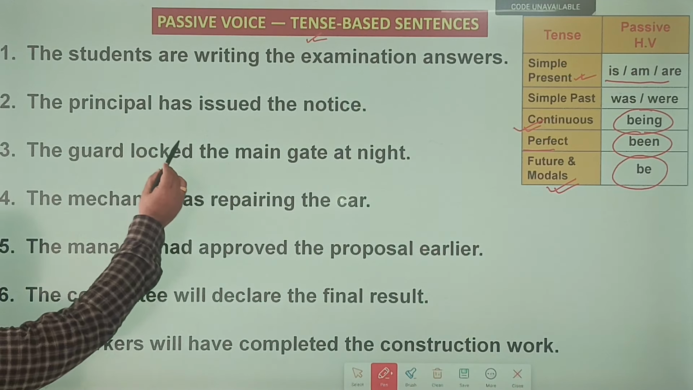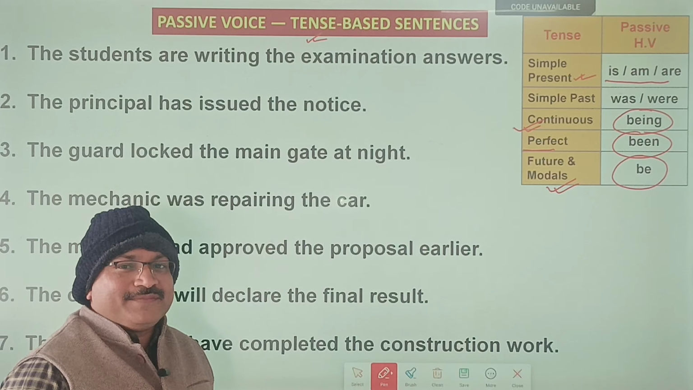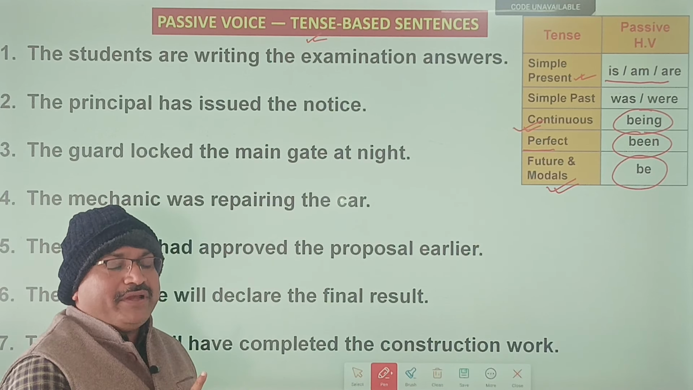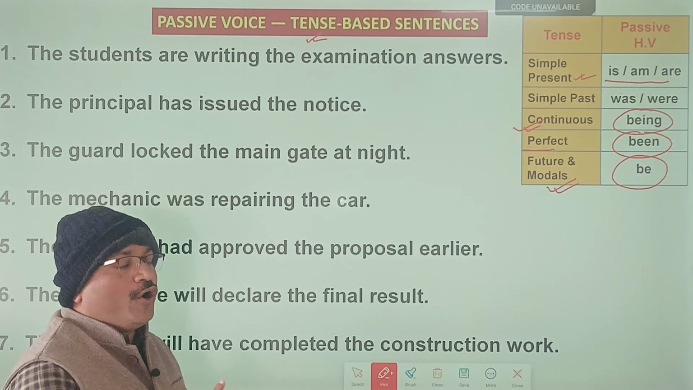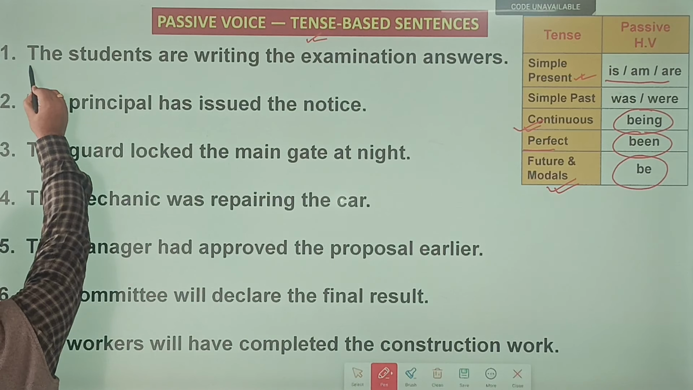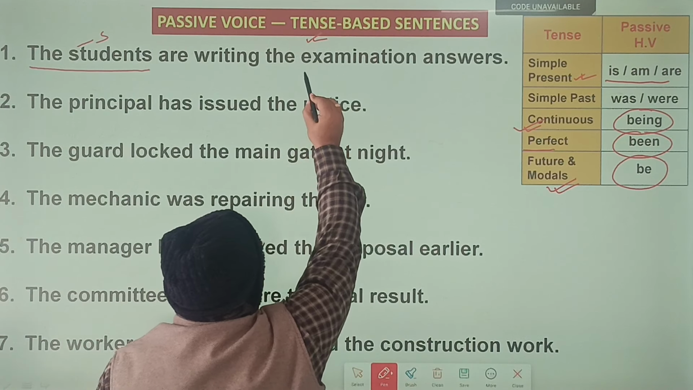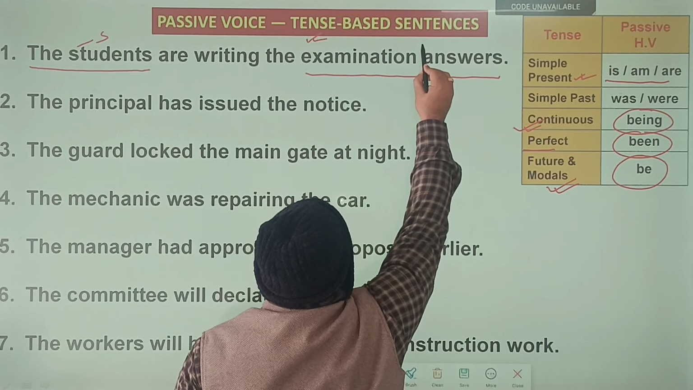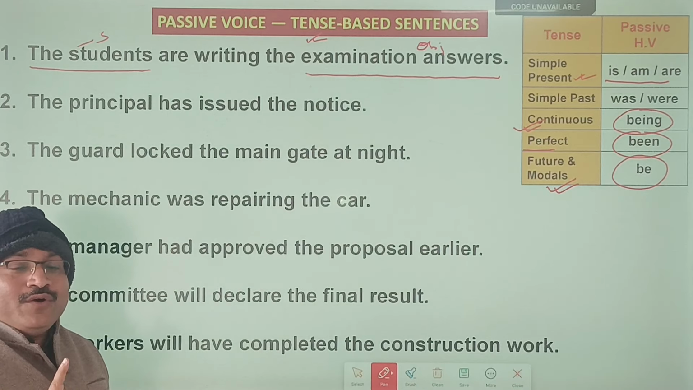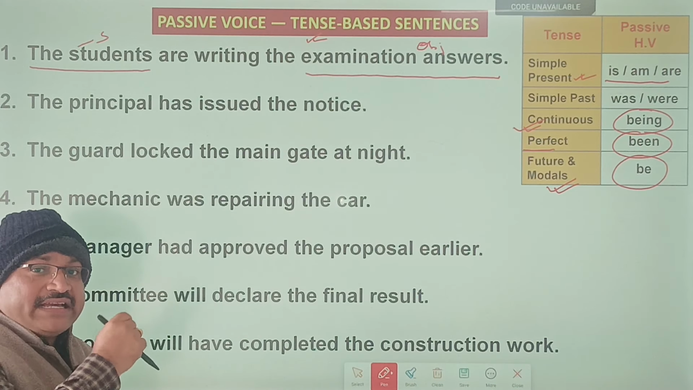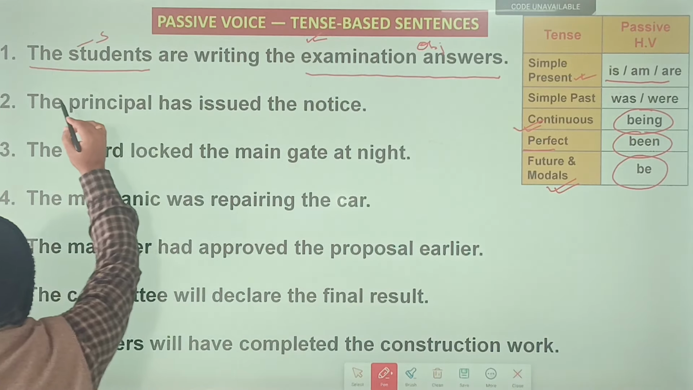The students are writing the examination answers. Now, what is the first step? The first step is to identify the subject and object. What is the subject? The students. This is the subject. What is the object? Examination answers. This is the object. Now, the object will take the subject's place. The object will come at the subject's place.